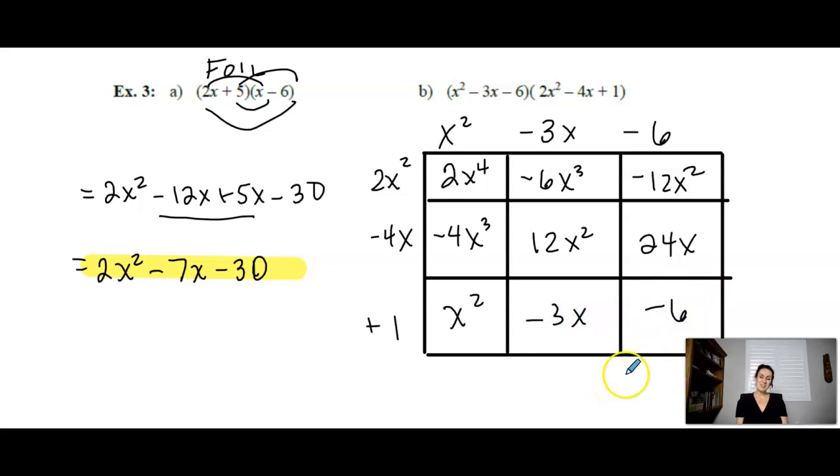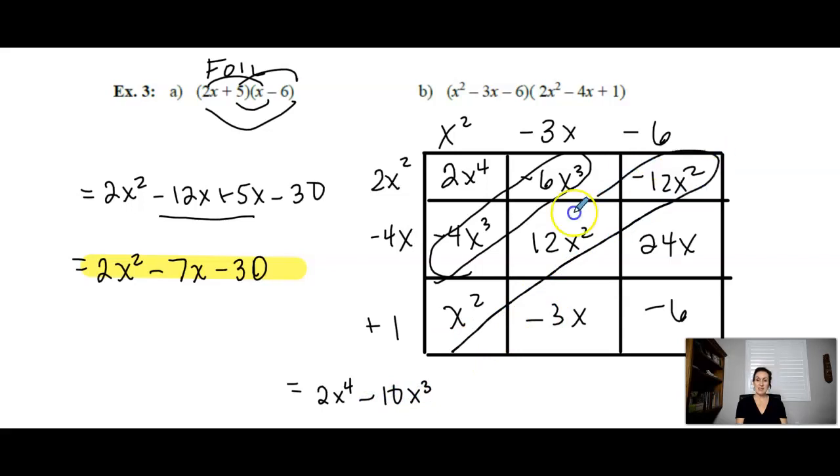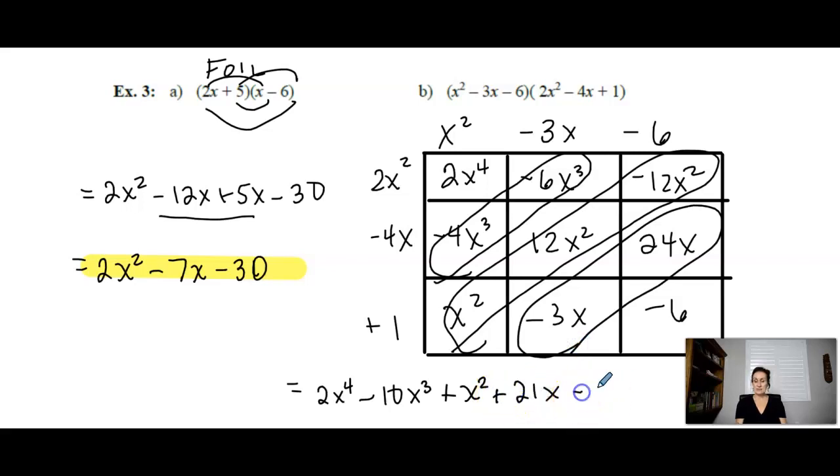What you're going to do from there is you're just going to combine like terms. A lot of times the diagonals are what we'll add together, which is super cool. So you have the 2x to the fourth. You have the -4x cubed and the -6x cubed, which is -10x cubed. You have the x squared, the 12x squared, and the -12x squared. So the 12x squared and the -12x squared cancel, leaving you just the x squared. You have a -3x and a 24x, which is going to give you a positive 21x, and then subtract 6.